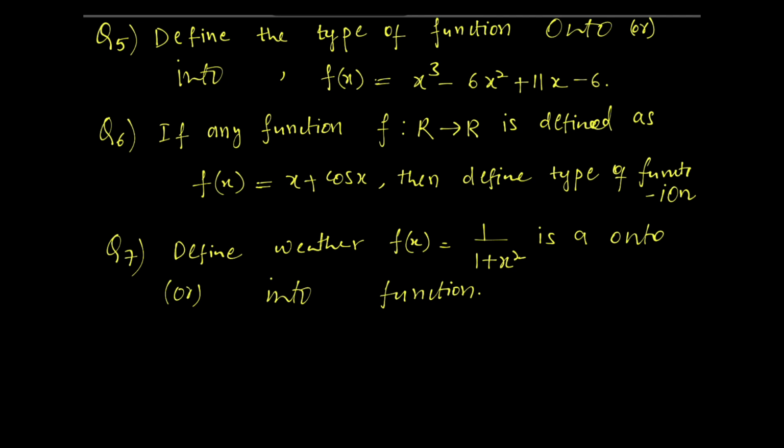We can define the range and codomain from a graph, right? So by using the graph itself, we can simply say whether the function is onto or into. From a graph, you are supposed to define whether the function is one-one or many-one, and whether it is an onto function or an into function. We can predict this by simply looking at the graph. So you must be able to draw a graph of any function.